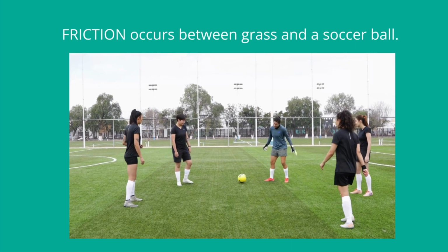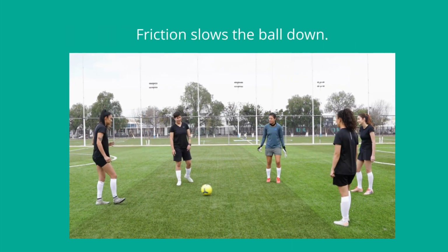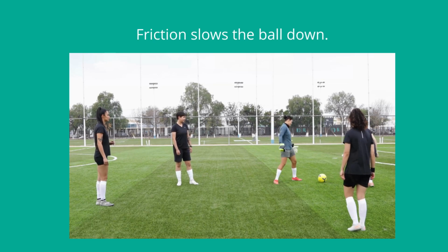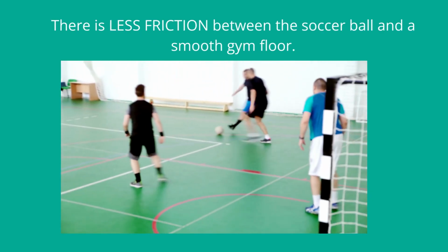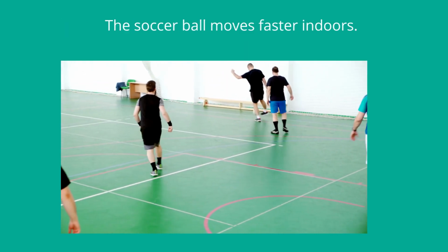Friction occurs between grass and a soccer ball. This friction slows the ball down. There's less friction between a soccer ball and a smooth gym floor. The soccer ball is going to move faster indoors.